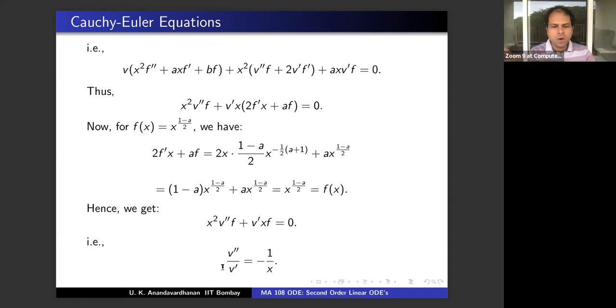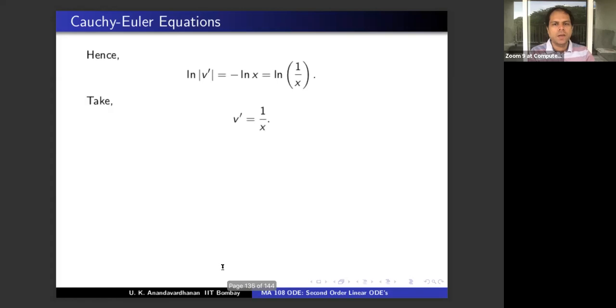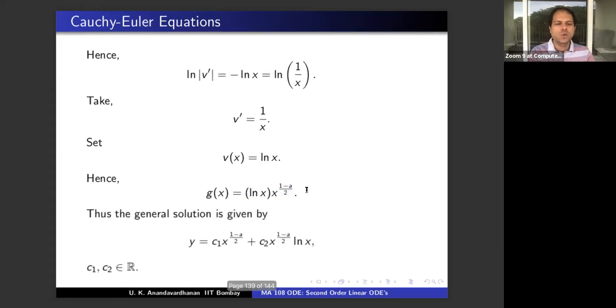There may be many constants, but I'm ignoring all the constants because you want only one function v. So you can take v to be log x, and therefore you got the other solution to be log x times x power 1 minus a by 2. So repeated roots also done. So the general solution is an arbitrary constant times x power 1 minus a by 2 plus an arbitrary constant times x power 1 minus a by 2 log x.